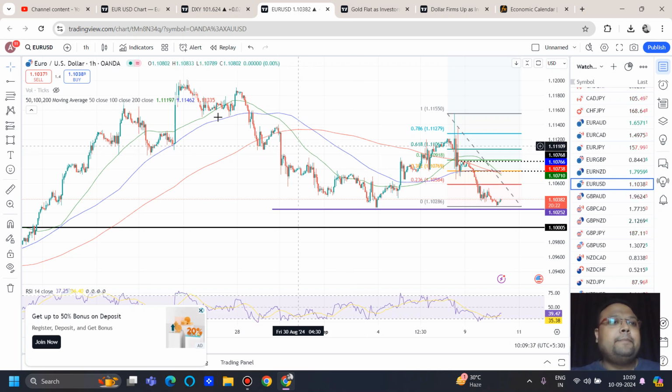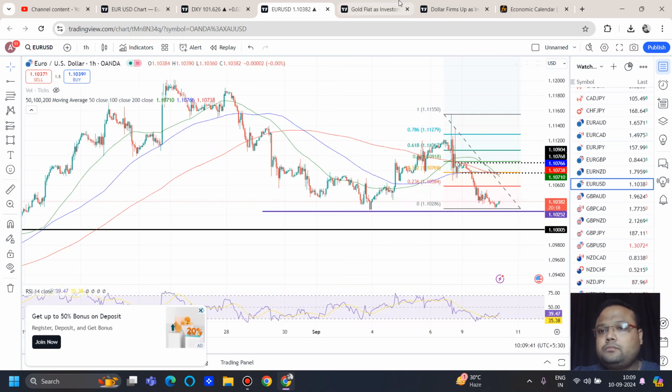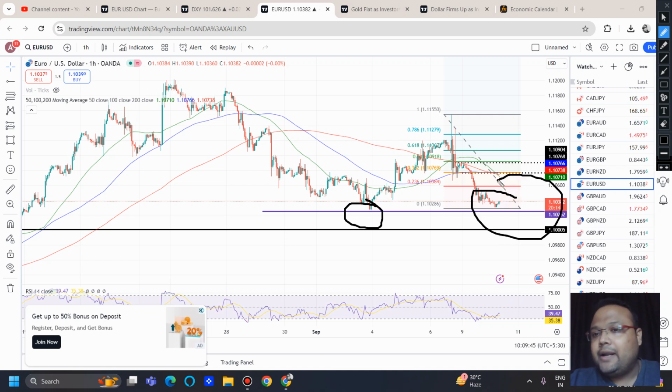So we are back on this Euro USD chart again. We can see that Euro USD is standing at a very crucial support. We have discussed in a previous video also, the support around 1.1025. Yes, the level is very crucial right now. Euro USD is trying to take support around this area right now.